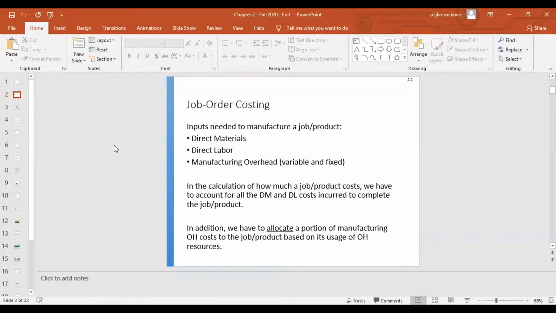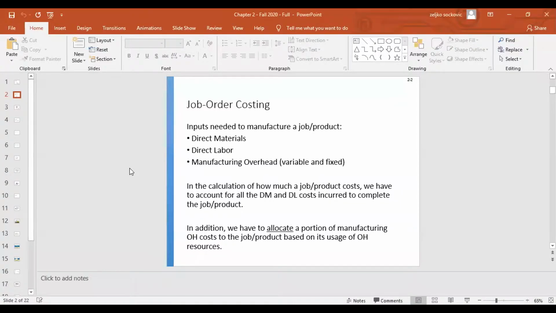So every product needs 3 things, we said last time. It needs materials, it needs labor, and it needs manufacturing overhead, right? Now, you see here this variable and fixed in parentheses. It's important in terms of calculations and understanding how manufacturing overhead behaves, but it's not a critical thing immediately right now. What is important is that these materials are direct, right? We know what this means. And labor is also direct. We can trace it directly to the product.